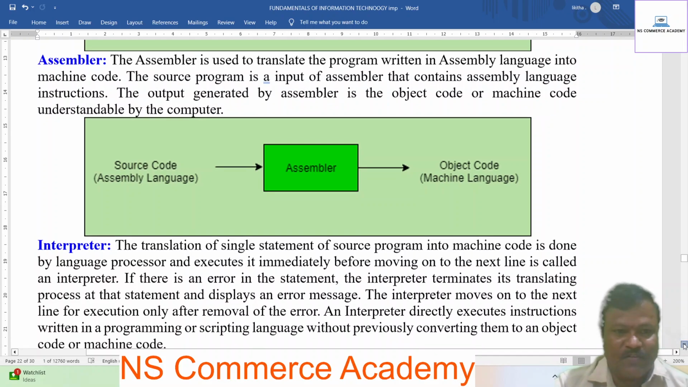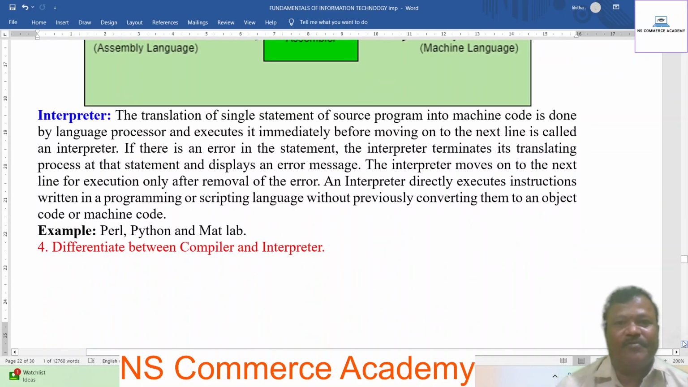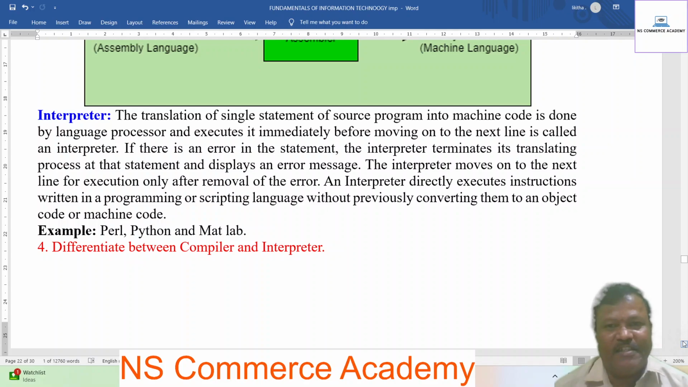Next, interpreter. The translation of a single statement of the source program into machine code is done by the language processor, and it executes it immediately before moving on to the next line. This is called an interpreter. If there is an error in the statement, the interpreter terminates its translating process at that statement and displays an error message. The interpreter moves on to the next line for execution after removal of the error. An interpreter directly executes instructions written in scripting languages without previously converting them to object code or machine code.